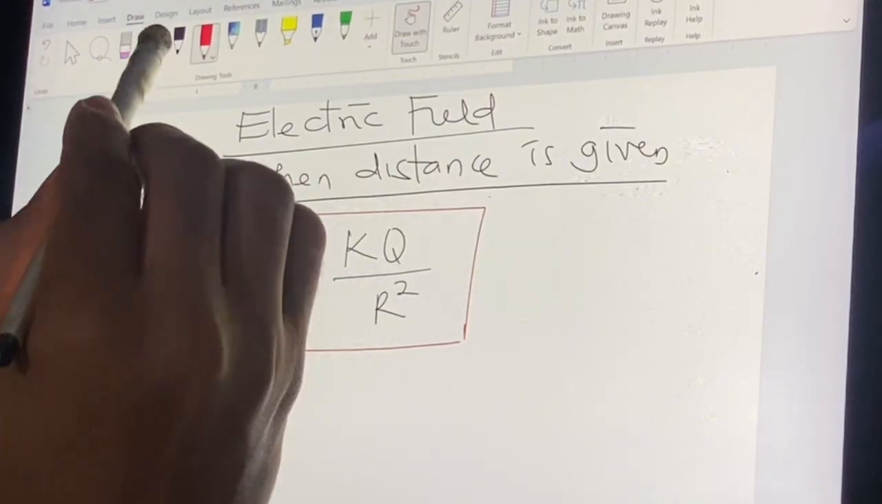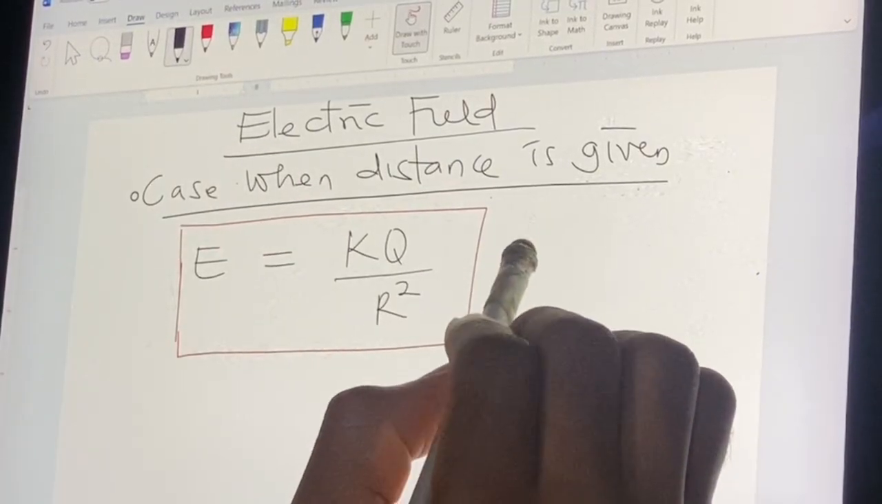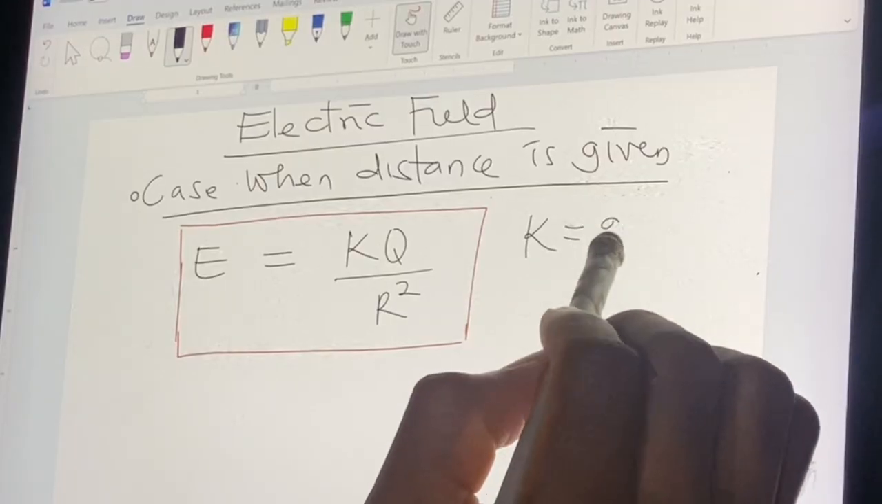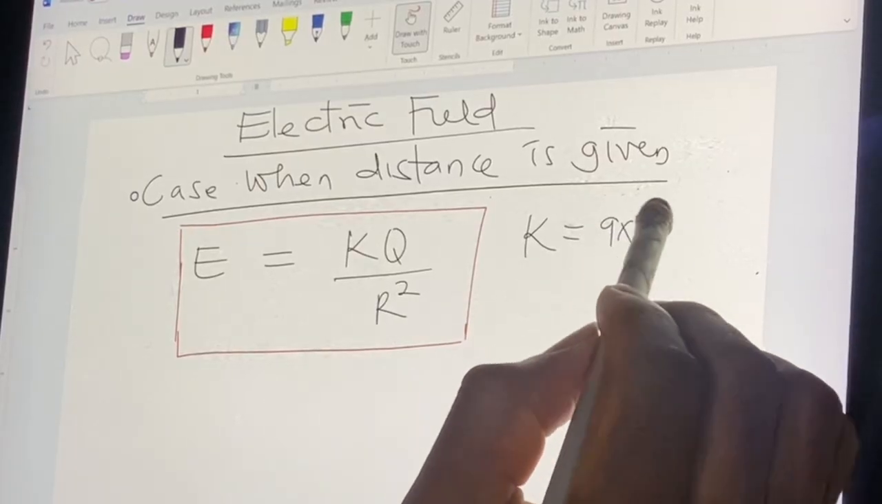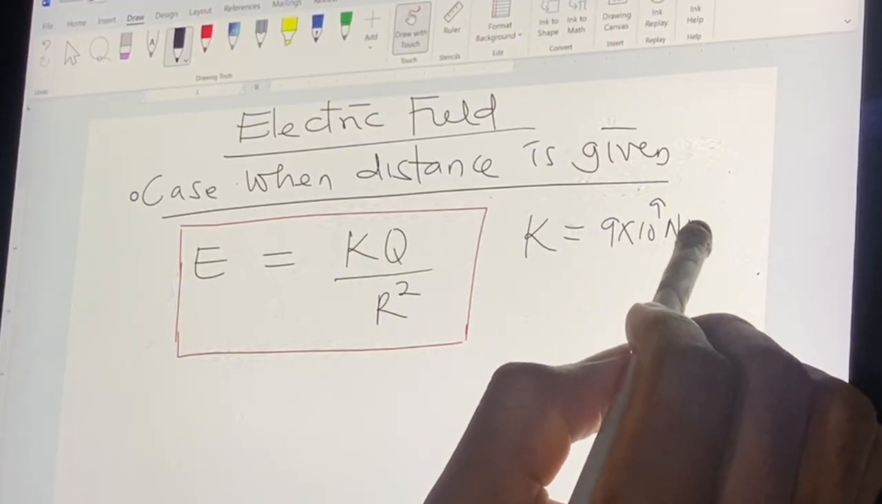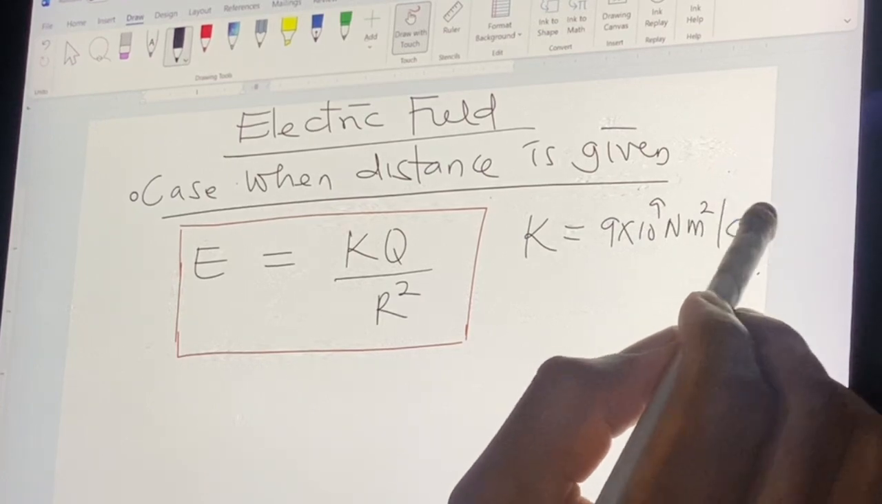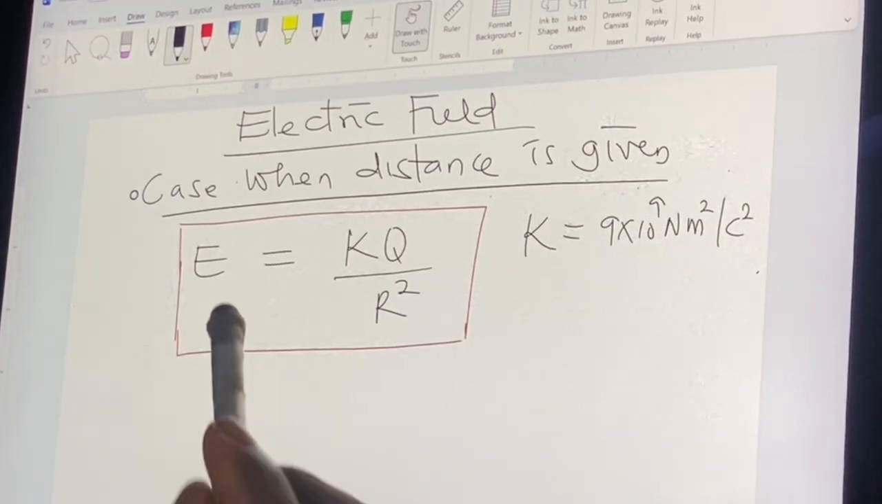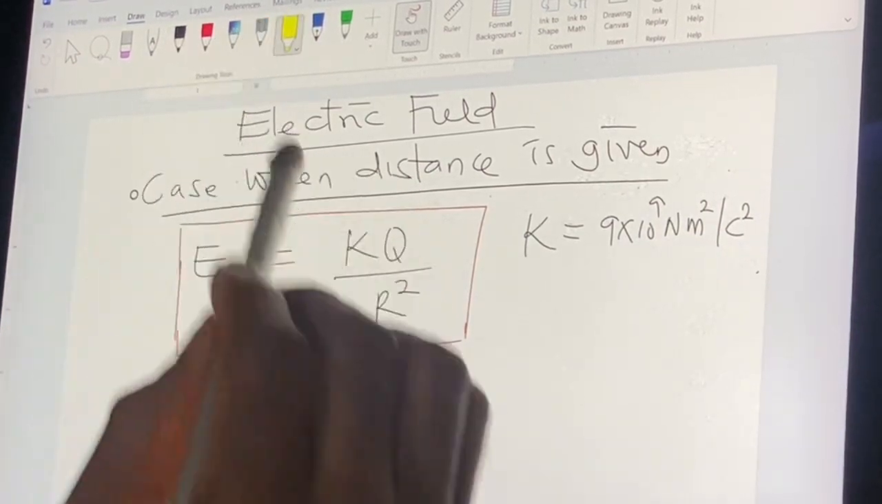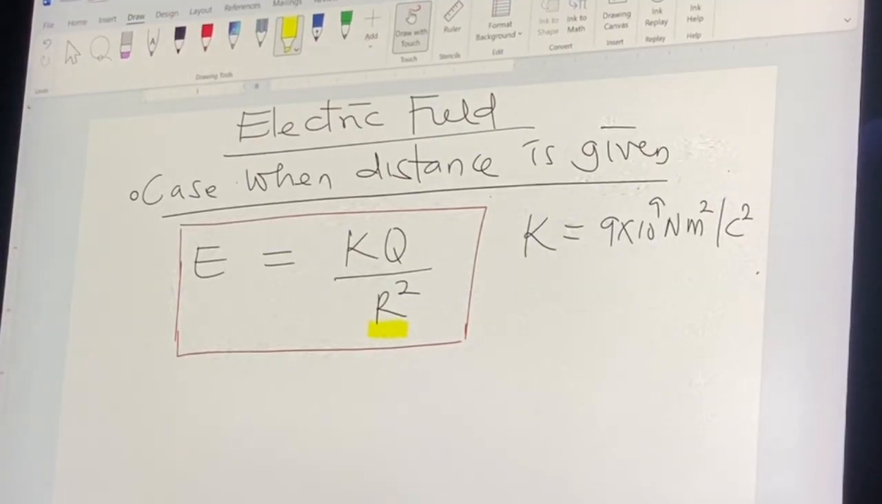The K here is a constant and the value for this K is 9 times 10 to the power of 9. Unit is Newton meter square per coulomb square. Please don't forget. While this R here represents distance, if a proton or electron is given, the R here represents radius. Please don't forget. So class, let's prove the formula for electric field when distance is given.